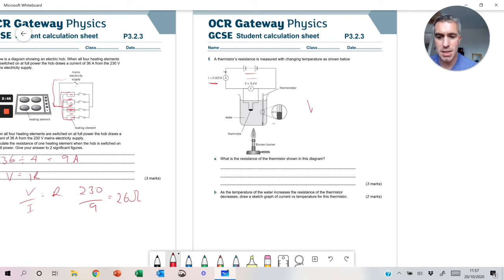Okay, so again, it's the same equation. V equals IR. So V over I equals R. So 9 divided by 0.025 equals 360 ohms. That is the worst omega sign I've ever drawn, and I apologise. As the temperature of the water increases, the resistance of the thermistor decreases.